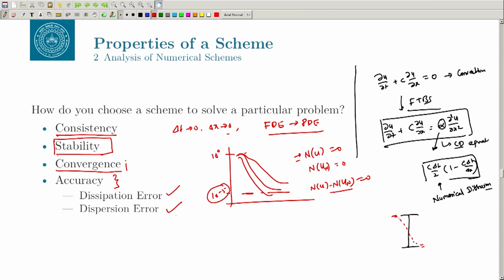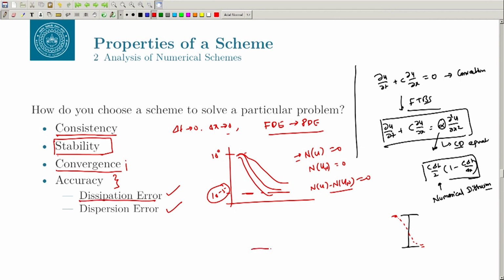We have looked at the dissipation errors a lot, when we said that okay, when you refine the grid the solution becomes better. That means there was some error which was coming due to the numerical diffusion. That kind of error comes under the dissipation error.